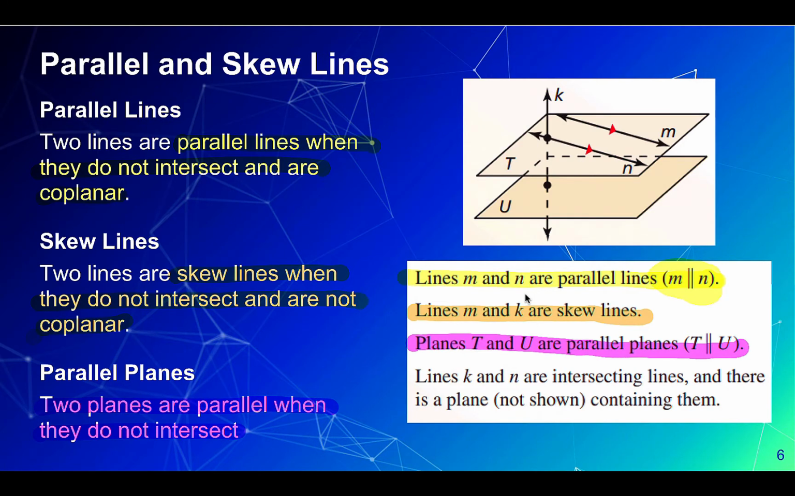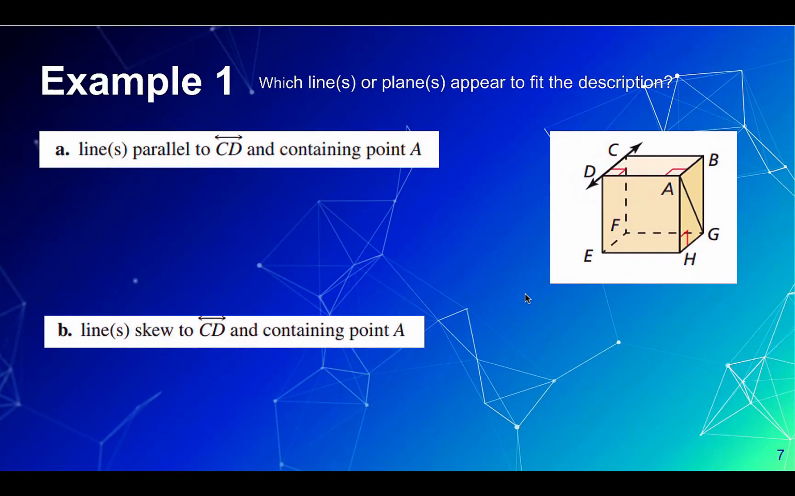Lines K and N are intersecting lines. So K and N intersect at this point right here. There is a plane that would contain them, but it's not shown in that picture.